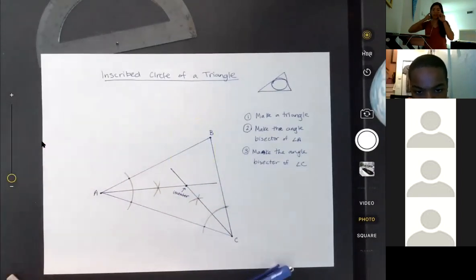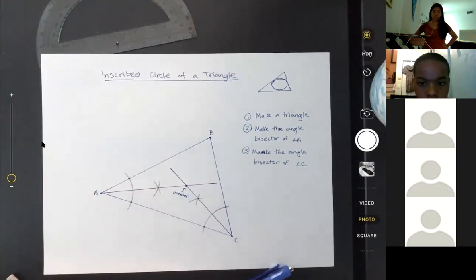Okay, so I'm almost there because now I have my in-center, so I know where the center of the circle is, but I don't really know the radius of the circle. I don't know how big that circle is going to be quite yet, so I can't draw the circle yet, but I'm almost there. Any questions so far?